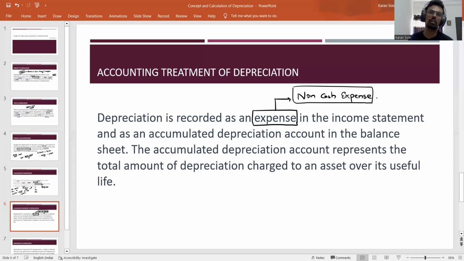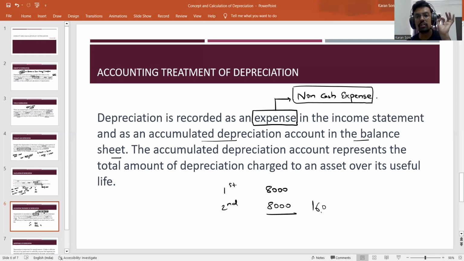So depreciation is recorded as an expense in the income statement and as an accumulated depreciation in the balance sheet. I tell you the concept of accumulated depreciation. See, in the first year, I apply depreciation as 8,000. In the second year, I apply depreciation another 8,000. So at the end of 2 years, how much depreciation I have charged in the income statement? So you will say, sir, in the first year 8,000, in the second year 8,000. So total you have charged is 16,000 rupees.